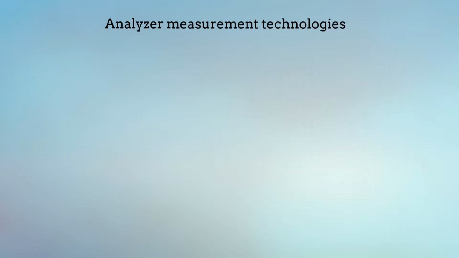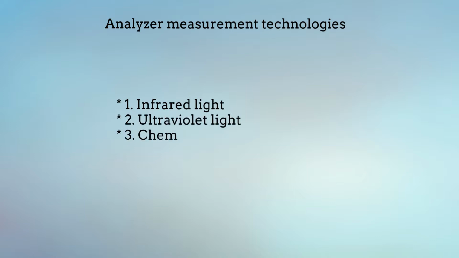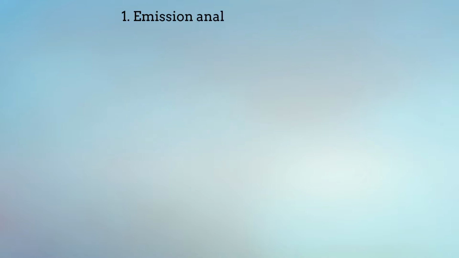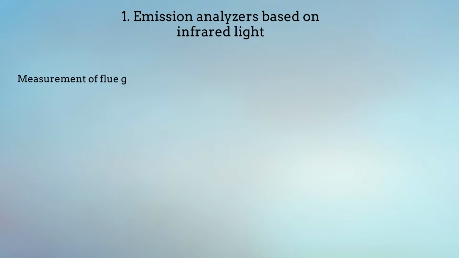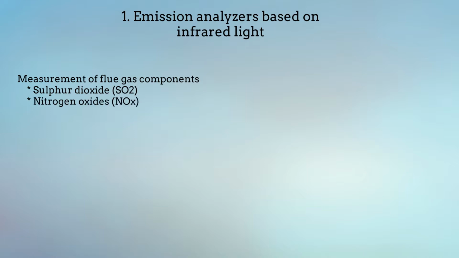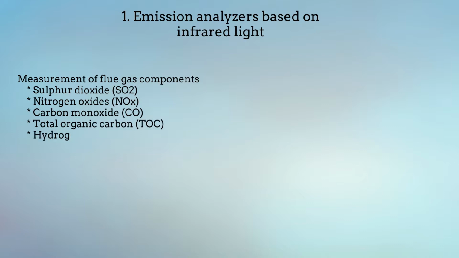Different kinds of technologies are used for emission measurements. Infrared light, ultraviolet light, chemiluminescence phenomena, and visible laser light, for example. Based on infrared light, we are able to measure sulfur dioxide, nitrogen oxides, carbon monoxide, total organic carbon, hydrogen chloride, hydrogen fluoride, and water.